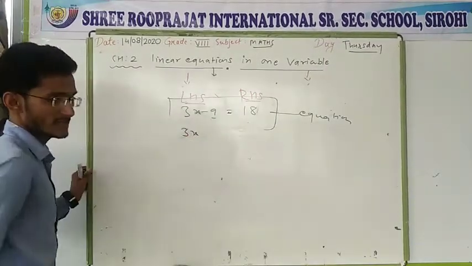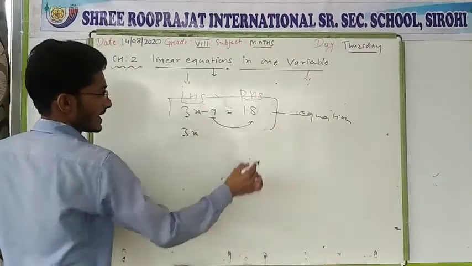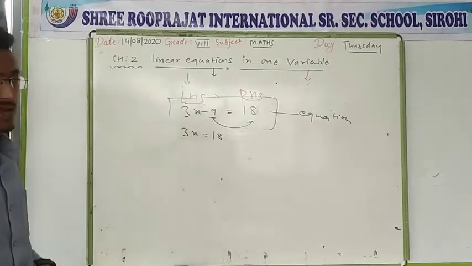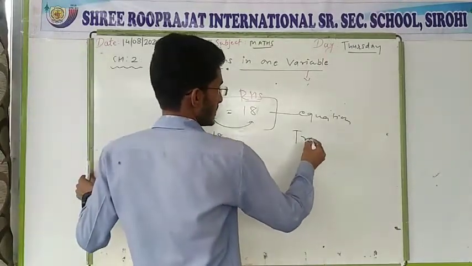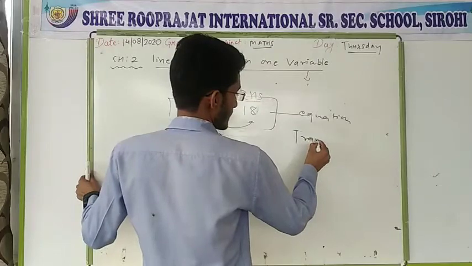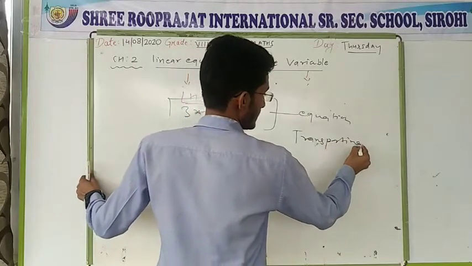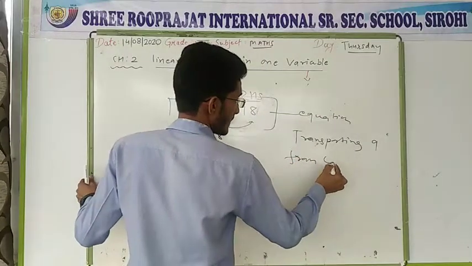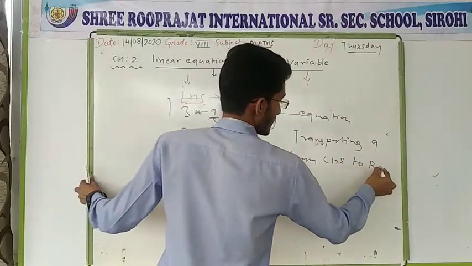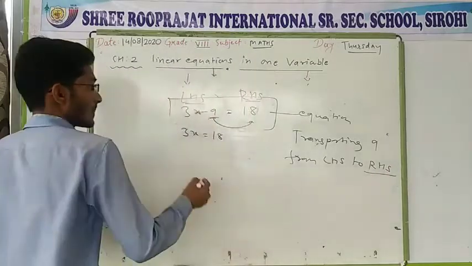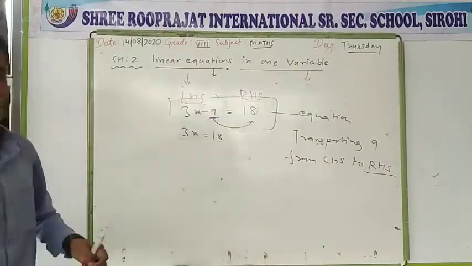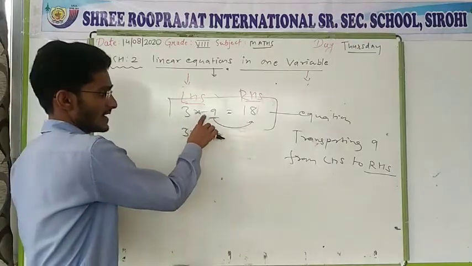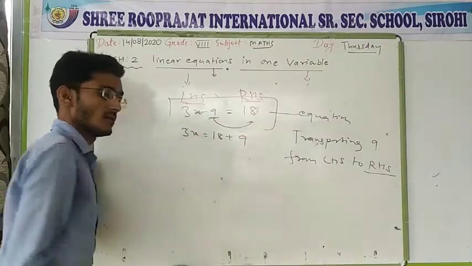So 3x will be as it is, and you have to remove 9 from the left hand side to the right hand side. When we change the sign, that is called transporting. So transporting 9 from left hand side to right hand side. If you transport the number minus 9 from left hand side to right hand side, it will change the sign. It is negative, then on the right hand side it will be positive.